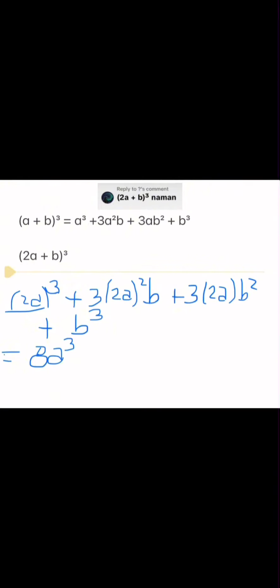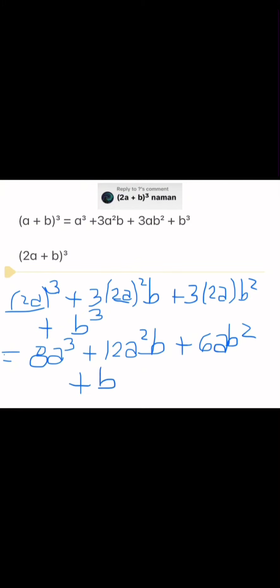cubed, then plus 2a squared is 4a squared times 3, that will be 12a squared, then times b, then 3 times 2a is 6ab squared, so plus 6ab squared, then last one is plus b cubed. So, ito po yung ating answer. 8a cubed plus 12a squared b plus 6ab squared plus b cubed.